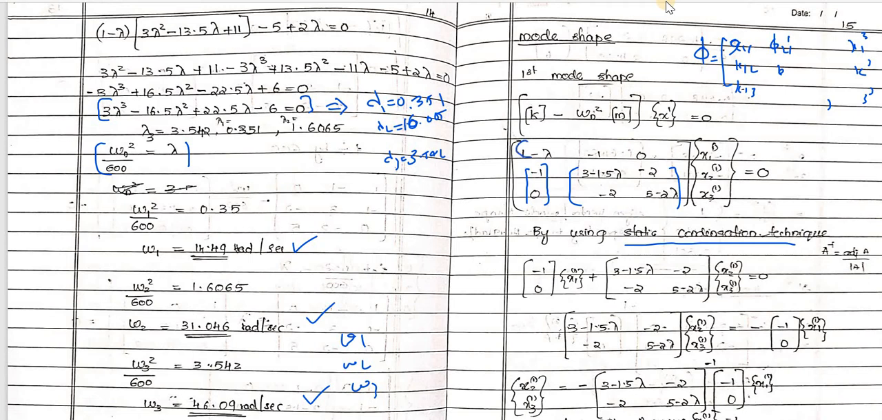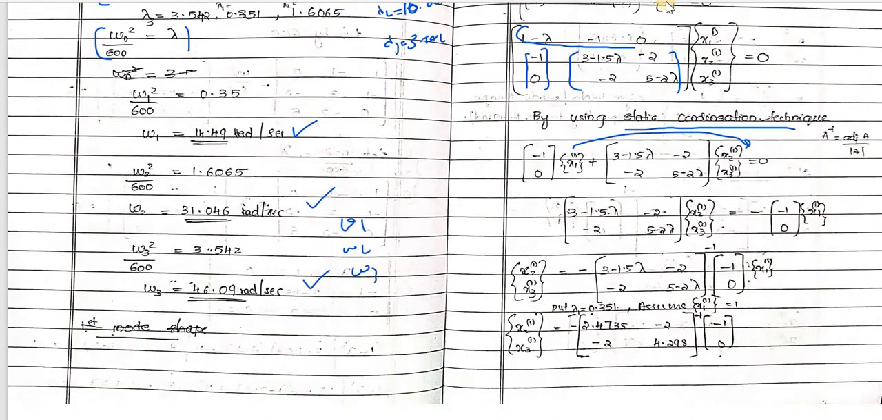That is, these terms we are not taking. Instead I am taking x1 into minus 1, 0 plus 3.15 into lambda minus 2, this matrix into x2, x3 is equal to 0. I can write that. Now you can see I am taking this term to the other side. Here you have a matrix, so how can I turn it to the other side? I will be taking the inverse.